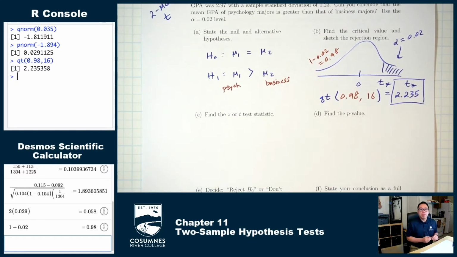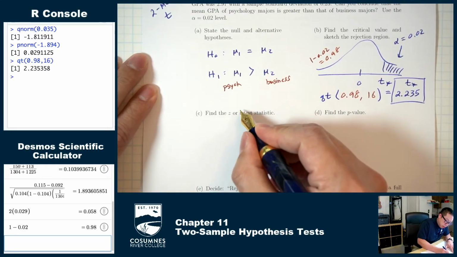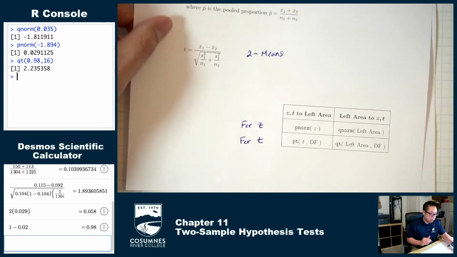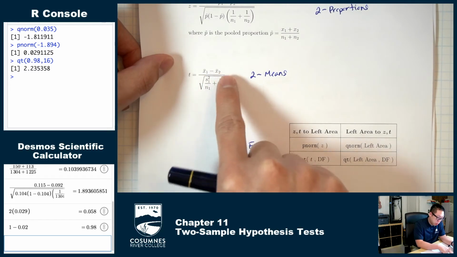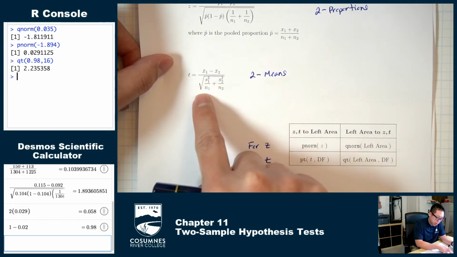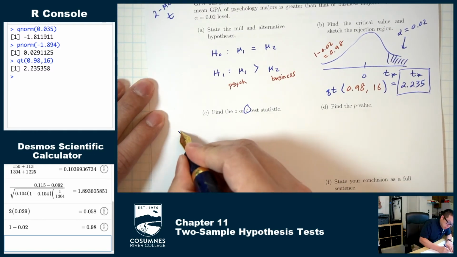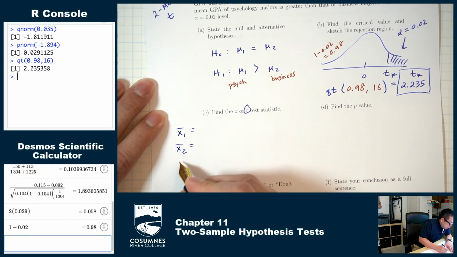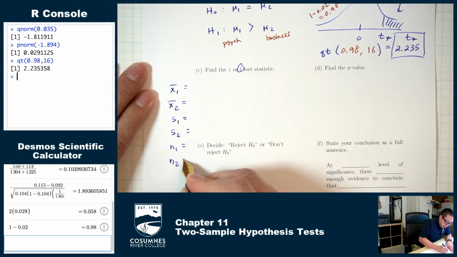Part C, find a Z or T test statistic. We're talking about means. I'm looking for a T here. And we're talking about 2 means, so I should be using the second T formula, which is this one. This formula has an x1 bar, x2 bar, S1, S2, N1, N2. Let me write all those down. X1 bar, X2 bar, S1, S2, N1, N2.